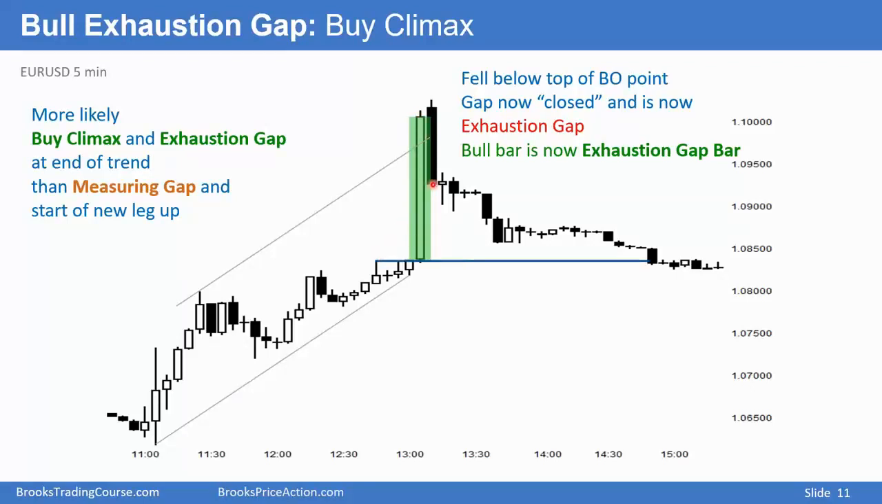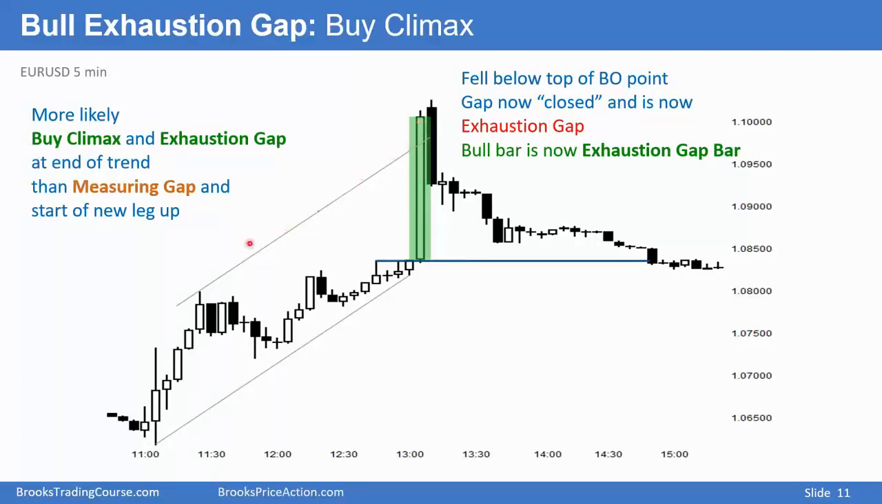And once we get the reversal down here, the gap is now this low and these highs. At this point, it's this low and these highs. At this point, the gap is now this low and these highs. And ultimately, the gap completely closed. And therefore, all of these gaps were exhaustion gaps. This big bull bar was an exhaustion gap bar.